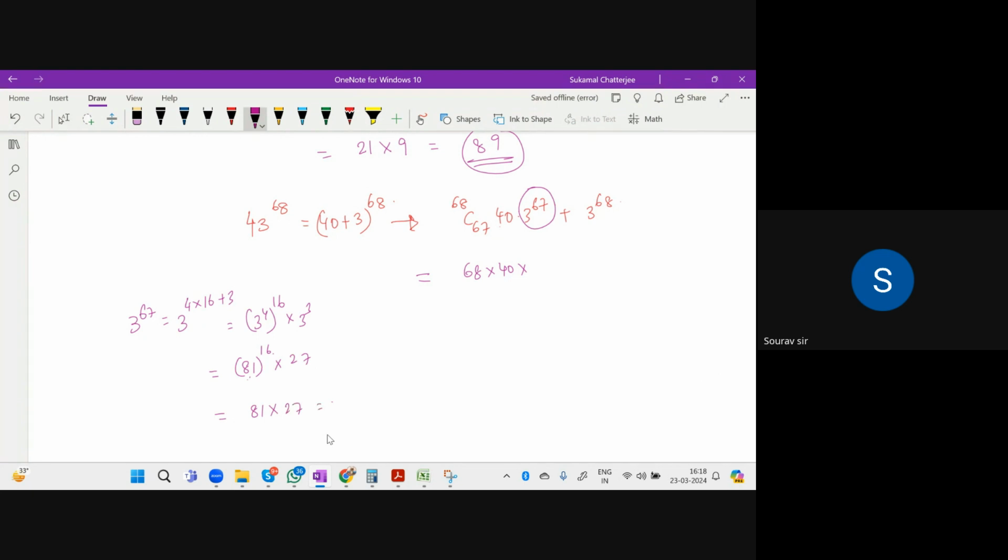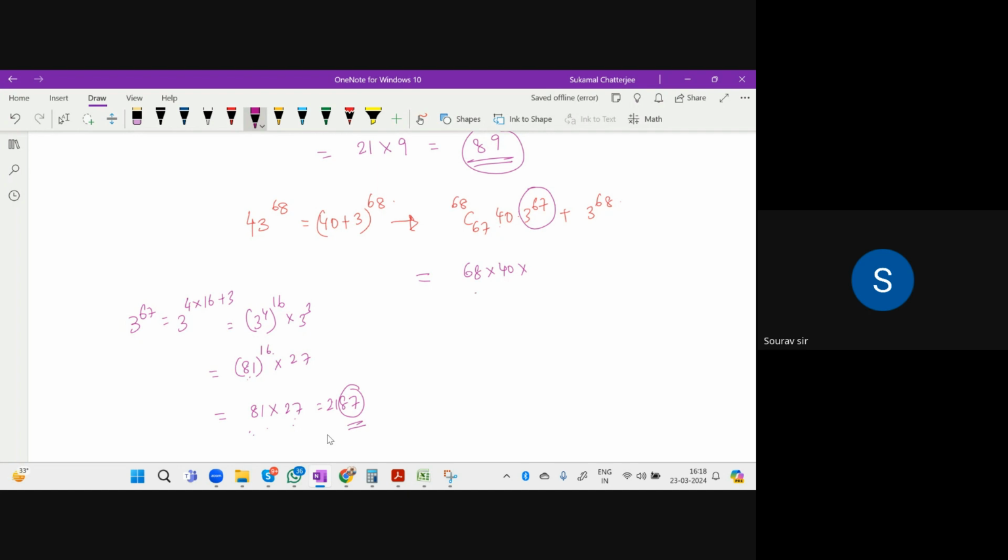Okay, so 81 into 27, right? So how much will that be? 27 into 1 is 27, 2 carry over. 27 into 8 is how much? 270 minus 54, so 216. 216 and 2 carry over is 218. So the last two digits are 87.